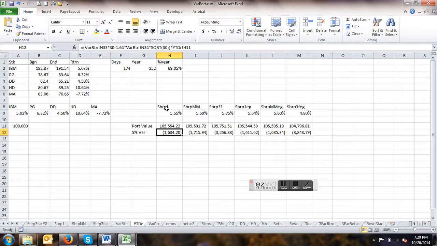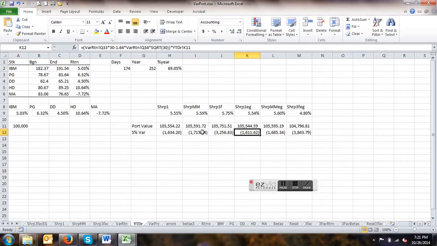And on the Sharpe and the Sharpe MM, a little more volatility, and the Sharpe 3-factor, fair amount more volatility. Notice we're getting a little higher return here, but not as good of a risk profile. A little bit lower return, a little lower risk, a little higher return, about the same level of risk in terms of the 30-day VaR. So this is the basic VaR calculation.